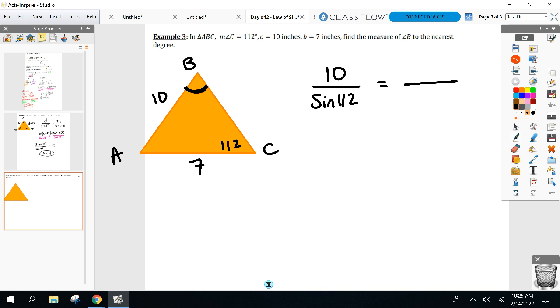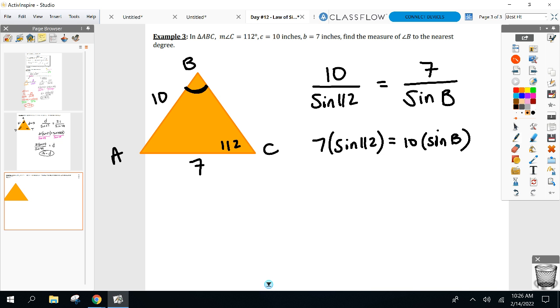Other side we know is 7. What should I put this over? Not just x. Sine of, you can put an x there. I'll put a B because it's angle B. Sine B. But somehow I need to figure out what angle B is. All right, no problem. Let's cross multiply. 7 times sine of 112 equals 10 times the sine of B.